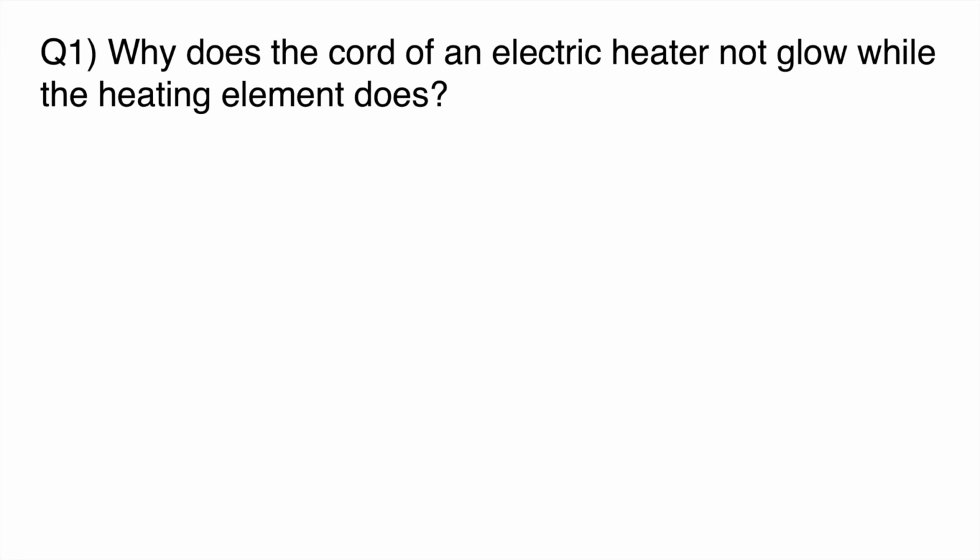But the cord of an electric heater is made up of a good conductor or any good metal. So the current will pass through that. So electrical energy will just pass through in the case of the cord. But in the heating element, electrical energy is converted to heat energy, and it will get heated and start glowing.